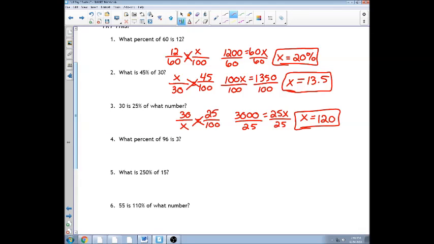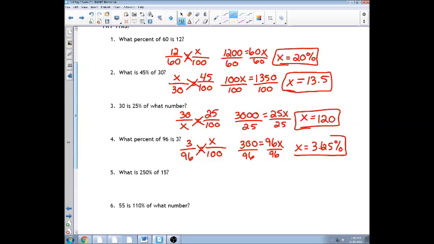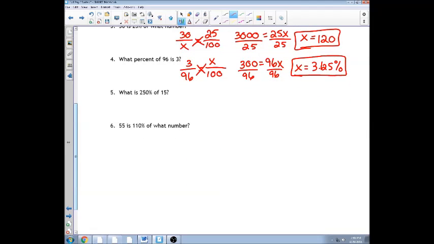Number 4, what percent of 96 is 3? So our is would be 3. Our of would be 96. We are looking for our percentage, so we need to put a variable in that location over 100. Cross multiply. This would be 300 is equal to 96x. Go ahead and divide both sides by 96. And our answer would be x is equal to 3.125%.